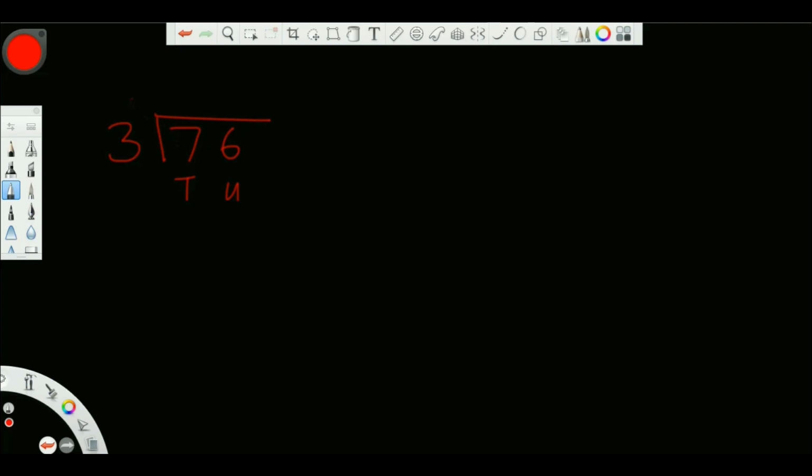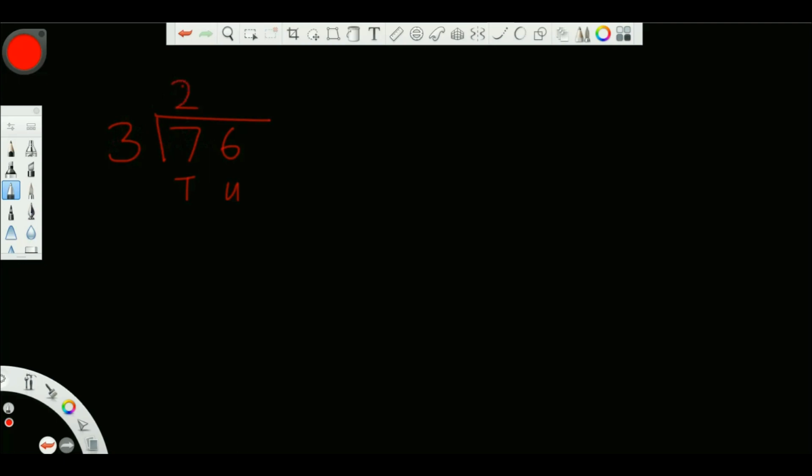So addition, subtraction and multiplication, when we're doing column method, we always start with the units, but when we're doing division, we'll start with the tens. We start on the left and we move to the right. So first of all, we're going to split this 76 up into two sections. So how many times does 3 go into 7?